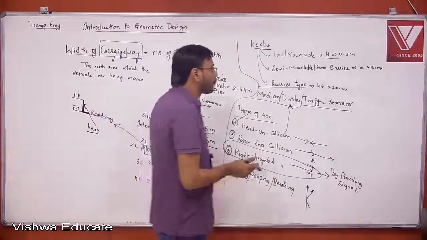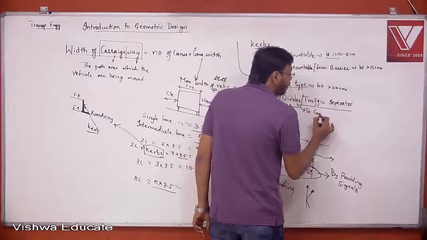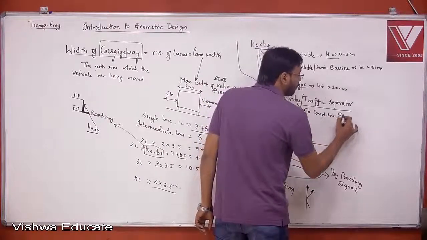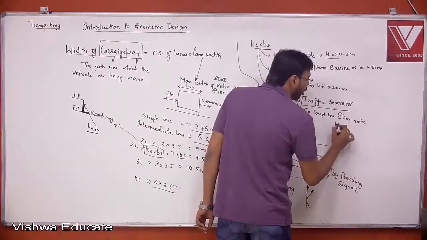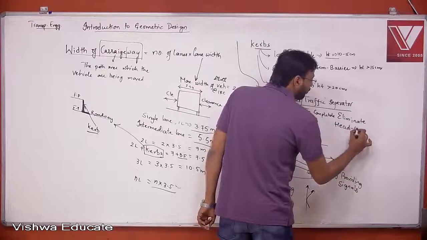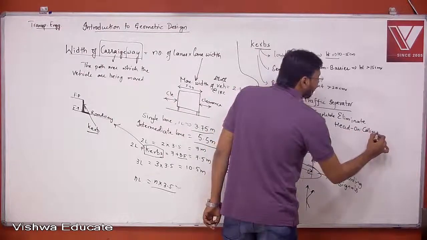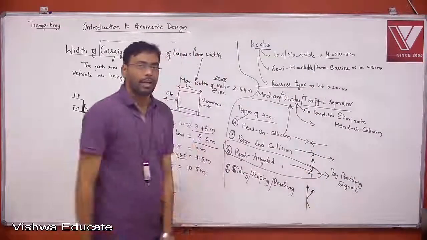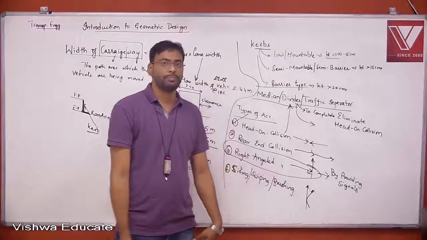So the purpose of a median or divider or traffic separator is to completely eliminate head-on collision. What is the other purpose of a median? Yes, there is one more purpose of providing a median or a separator.